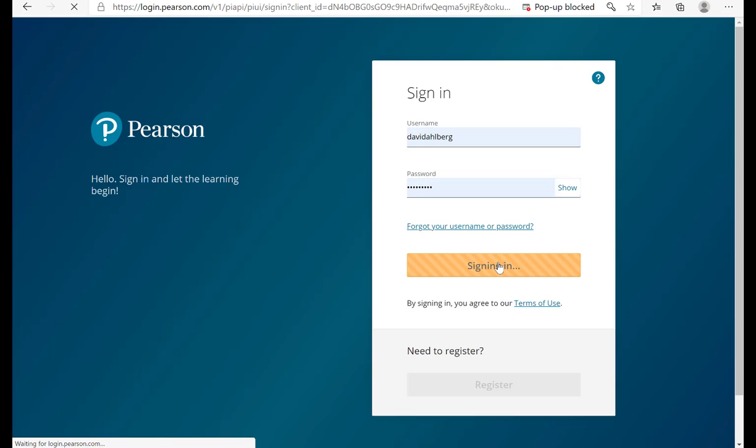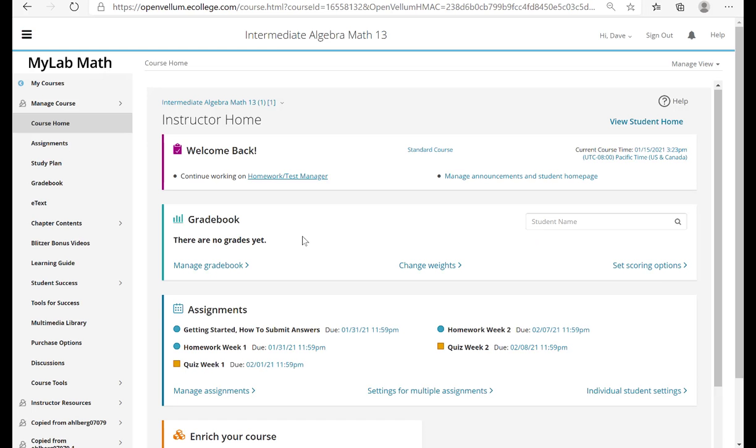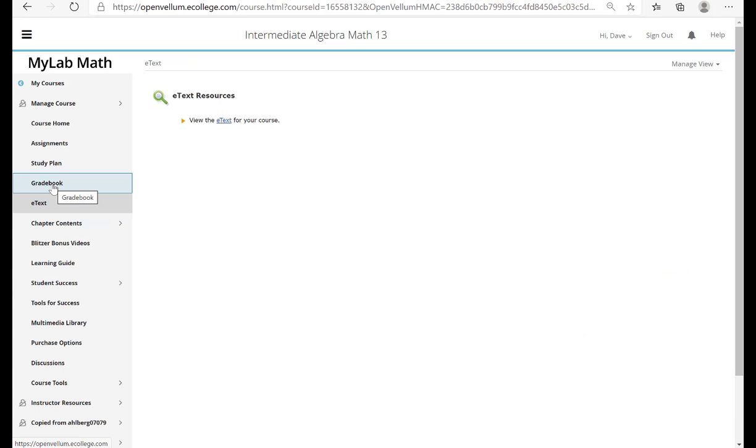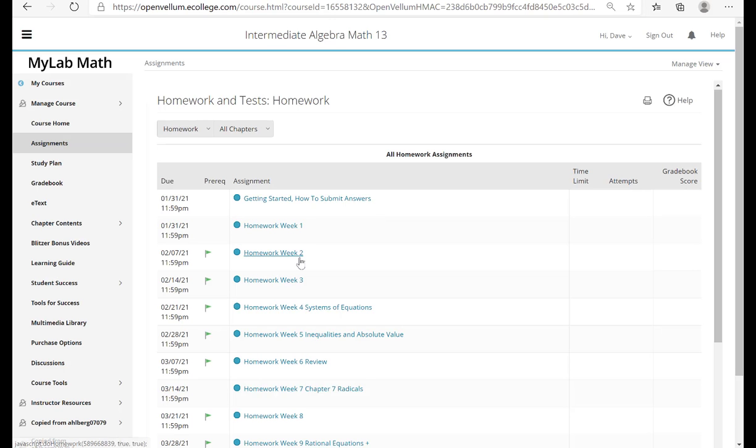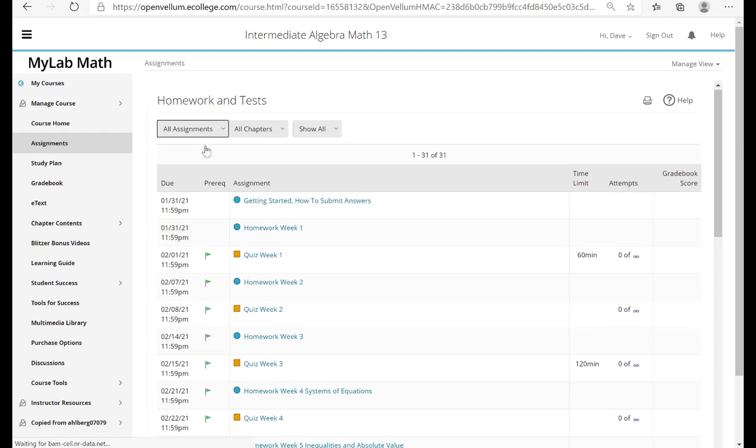You sign in, and your class will appear here. Click on that. And here's the e-textbook. And you'll play around. Let me show you an assignment. All right, here are the homeworks. You can then view tests and quizzes. Here's the quizzes. Okay, all assignments, tests and quizzes. Let's look at the first homework.